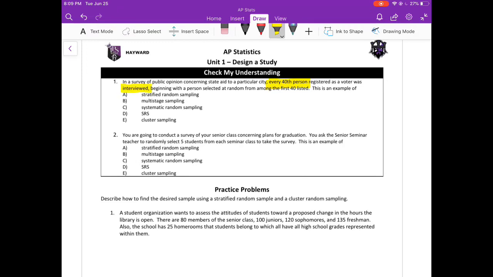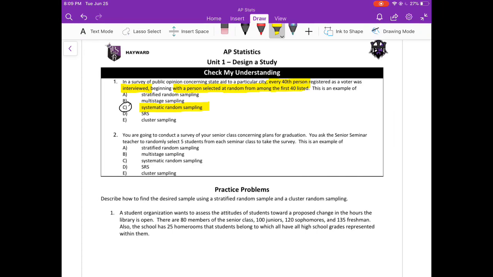And then it says that it began with a person selected at random. So remember, we have a list of people. It's some number of people that's being surveyed. So that means that our answer is C, a systematic random sampling.